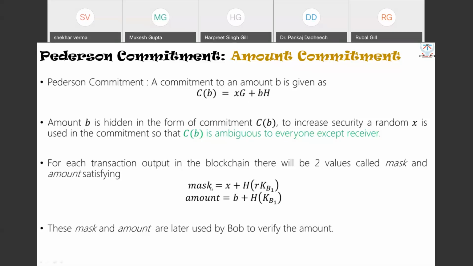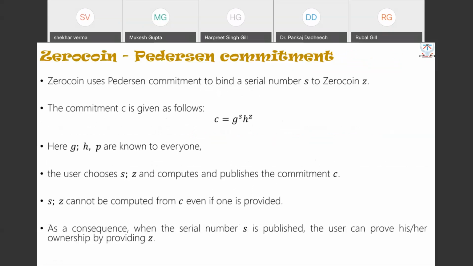But if the amount is encrypted, only the receiver knows what amount has been transferred. So this is the Pedersen commitment. And how is it used in Zcash or Zerocoin? It hides the serial number and binds it. So the serial number S, what do I do?